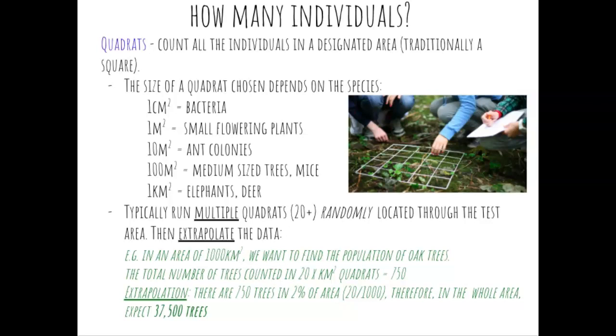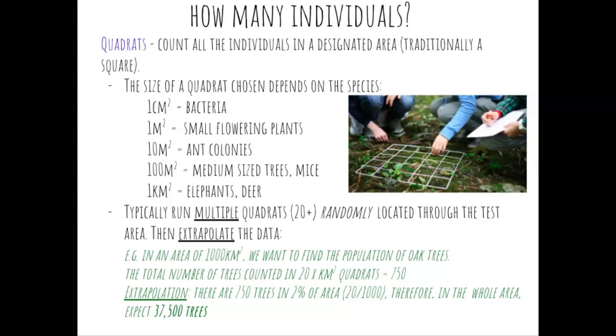The size of your quadrat would depend on the species. So for example, if you were looking at bacteria, you would want to do something small, like 1 centimeter squared. For small plants, you would do something like 1 meter squared quadrats. For something larger and animals that can move around a bit, 10 meters squared. For medium-sized trees or small mammals, 100 meters squared. And for large species, you would do something more like 1 kilometer squared.